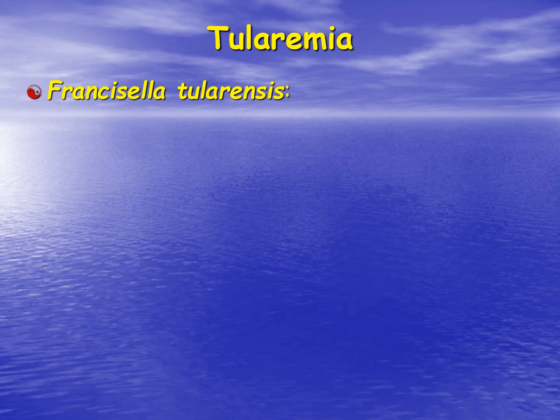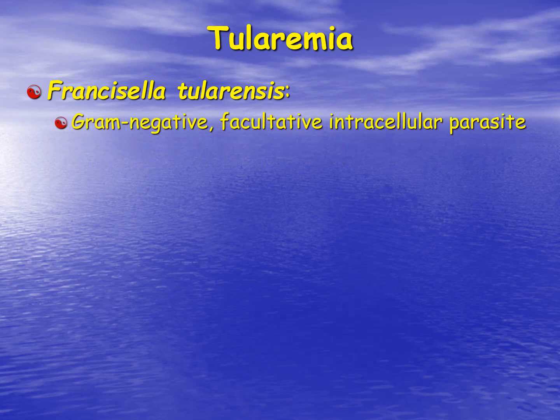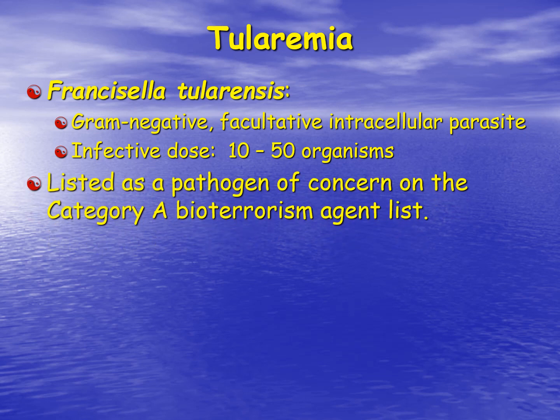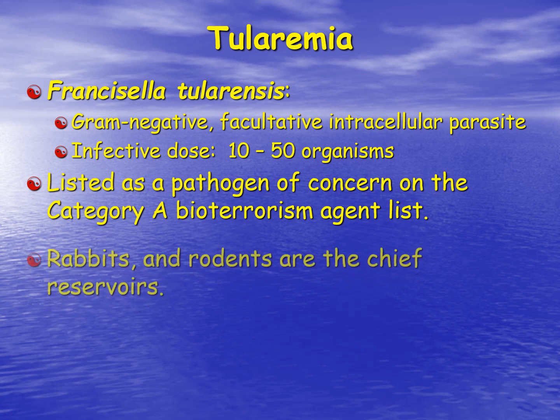Tularemia is actually caused by the bacteria Francisella tularensis. This is a gram-negative facultative intracellular organism. The infective dose is fairly small, with about 10 to 50 organisms being all that will be needed to actually cause the disease. It's listed as a pathogen of concern on the Category A bioterrorism agent list.